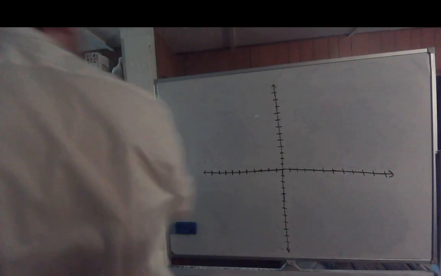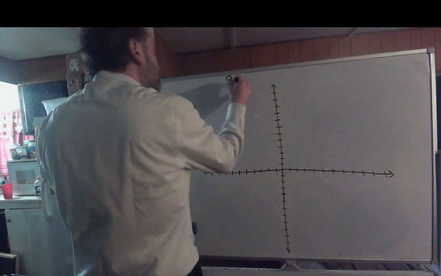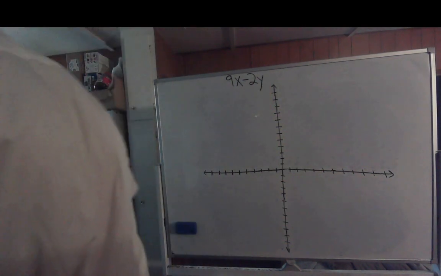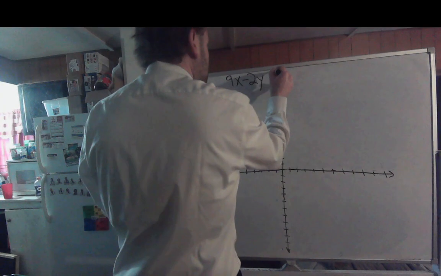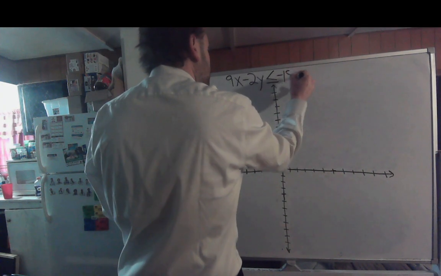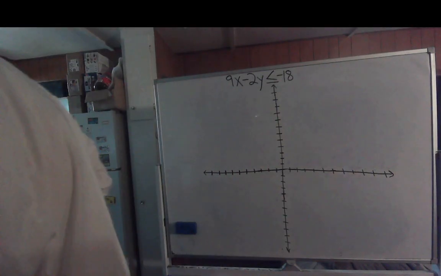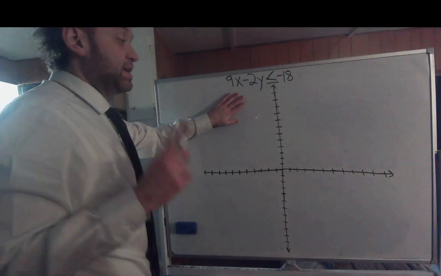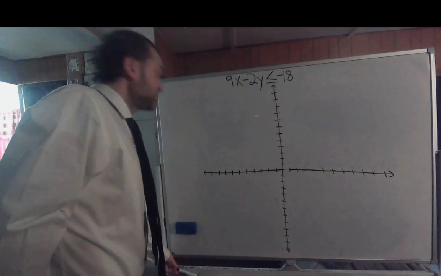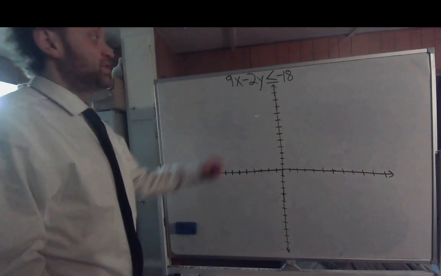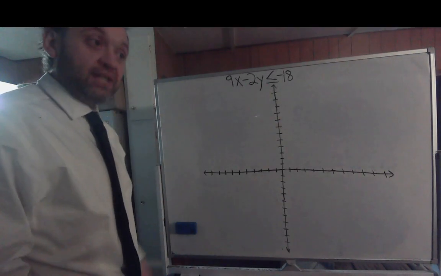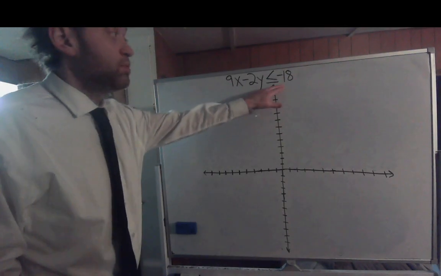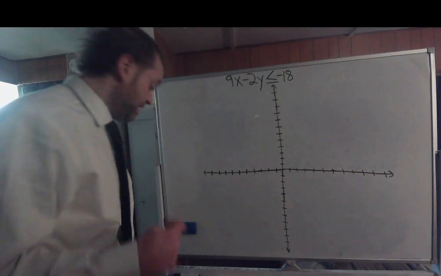Okay. So we have 9x minus 2y is less than or equal to negative 18. Well, do yourself a favor. Of course, ask yourself, does it have an equal to component? It actually does in this case. So that means through the line 9x minus 2y equals negative 18, it'll be a solid line.